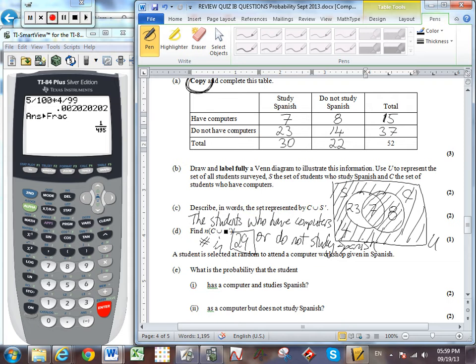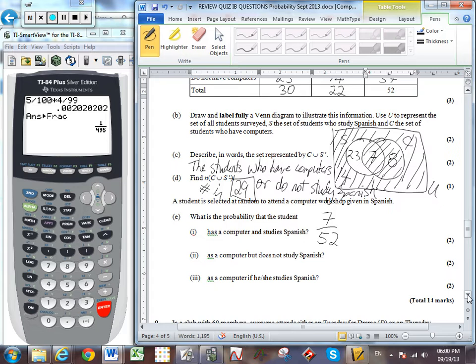Alright, Part E. A student is selected at random to attend a computer workshop that is given in Spanish. I'm going to presume that we're selecting from all of the 52 students, even though some of them probably wouldn't do very well in such a workshop. But it says a student is selected at random. What is the probability that a student has a computer and studies Spanish? Well, we know that there are 7 such individuals out of the 52 that we were selecting from.